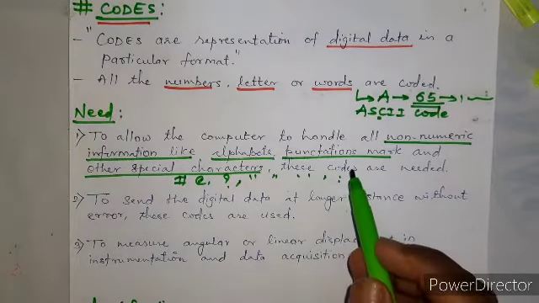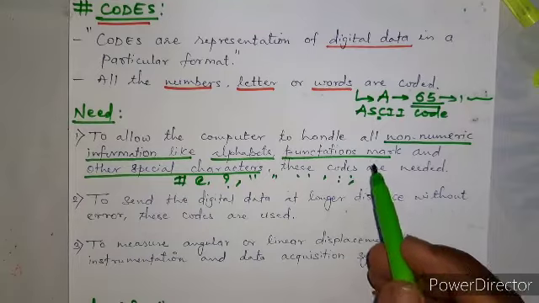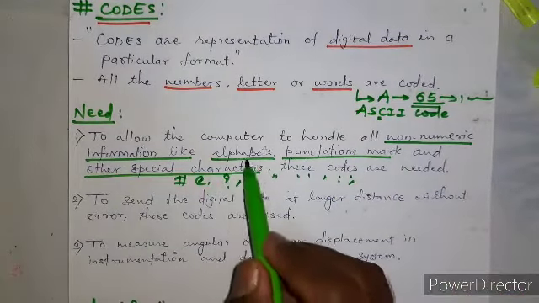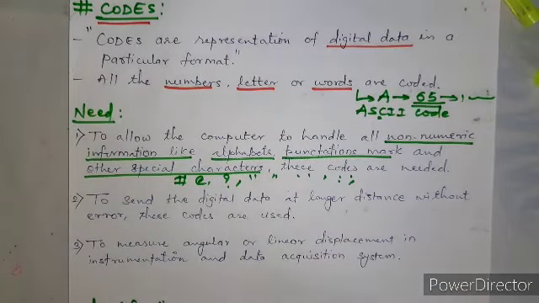Up till now we have just seen the numeric values. Now if you are supposed to handle this non-numeric information like alphabets, punctuation and special characters, these codes are very useful. This is one reason.